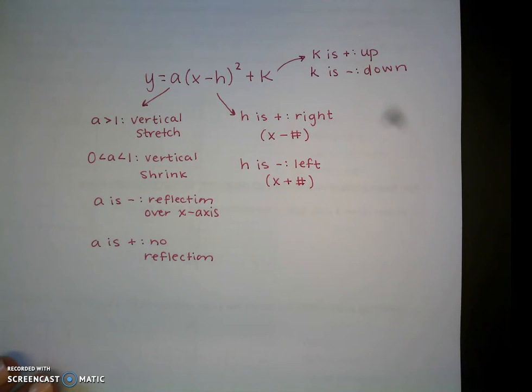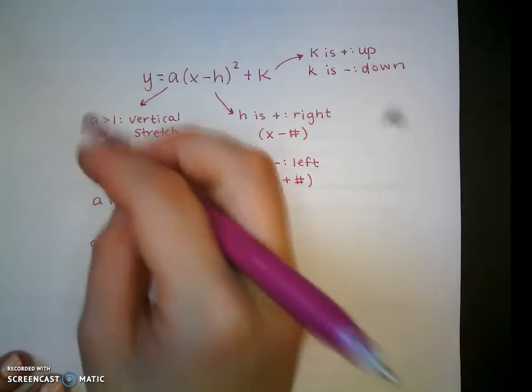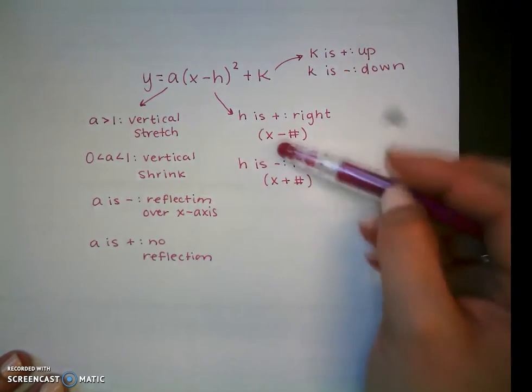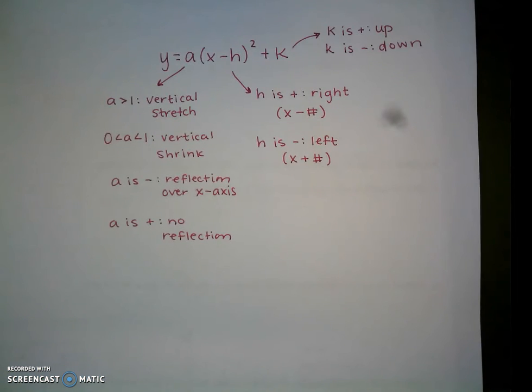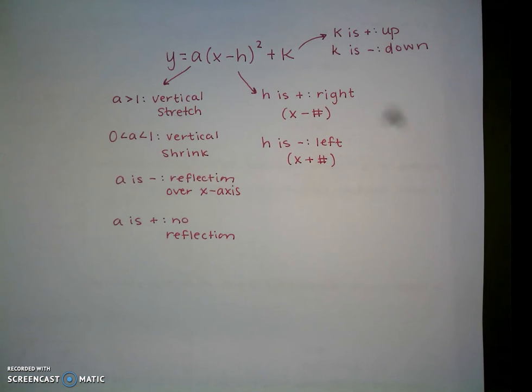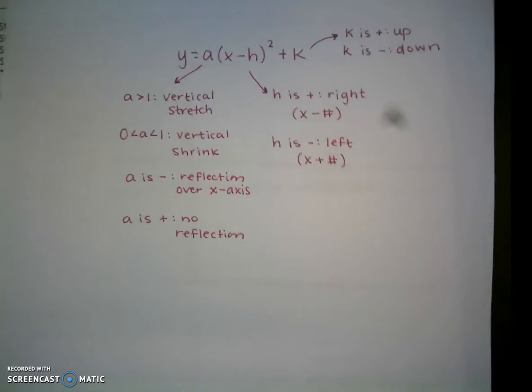So those are kind of the 4 things you have to look at. The number of A, the sign of A, H, and K. Remember, it's a video, so you can always pause this if you want to write this down, if you want to come back and look at it. Alright, so putting it all together.